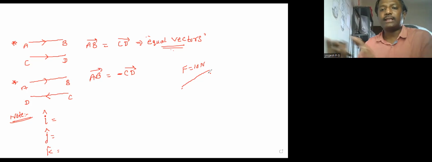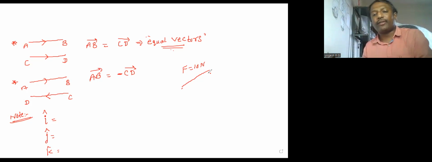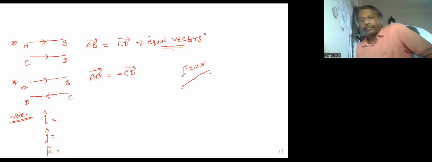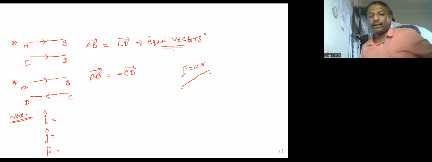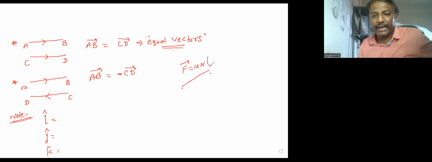If a force of 10 Newton is acting in one particular direction, but I'm not giving the initial point or final point, is it possible to tell in which direction it is acting? Not possible, right? In this case, we are going to represent the vector by multiplying the number with a unit vector to give that direction.